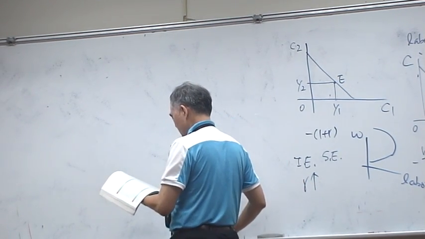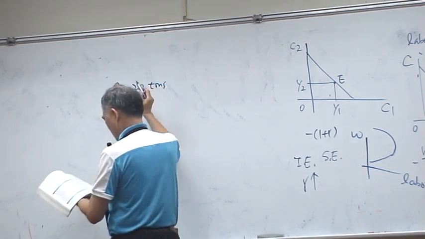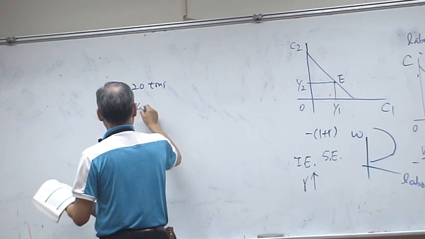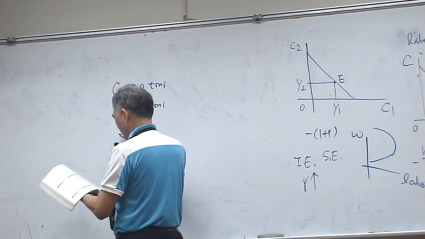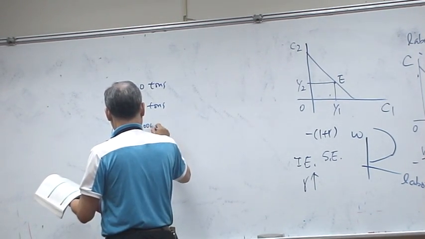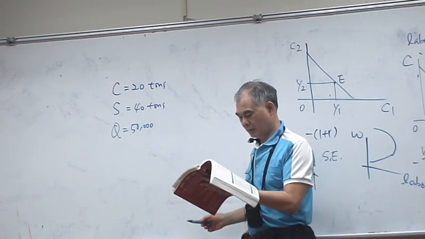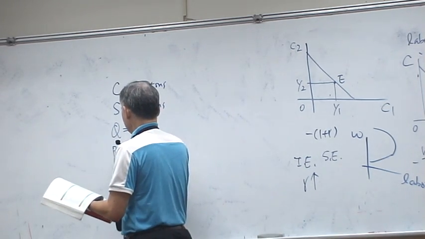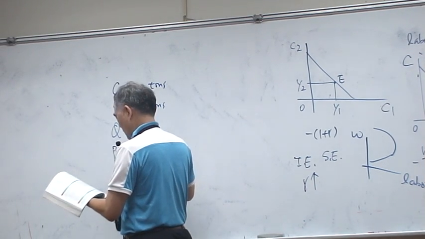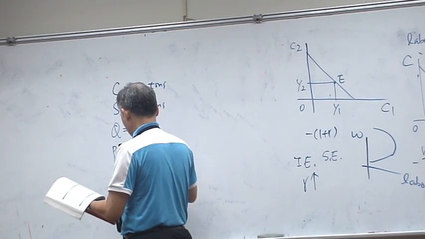So cement, let's use C, okay? Cement, 20 tons. And 40 tons of steel. And the production level, 50,000. And the cost of cement is $20. And the cost of steel is equal to $60.